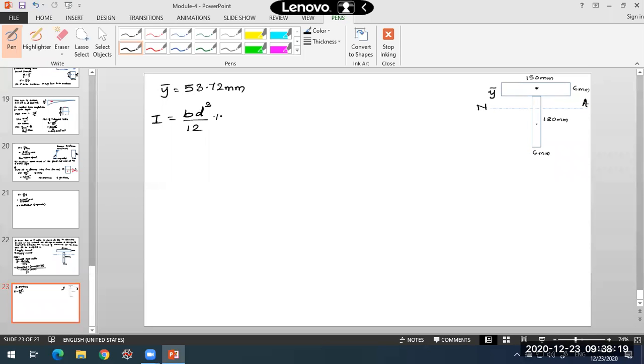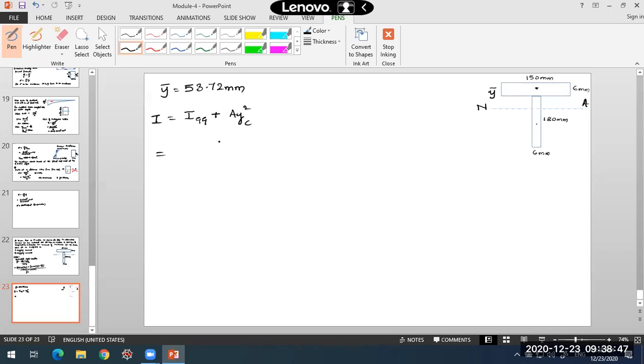So this will be IgG plus A into YC square. That is the parallel axis theorem. IgG will be the moment of inertia about their own centroidal axis. You need to break up this problem step by step. You need some basic concepts to be applied here to obtain the moment of inertia.